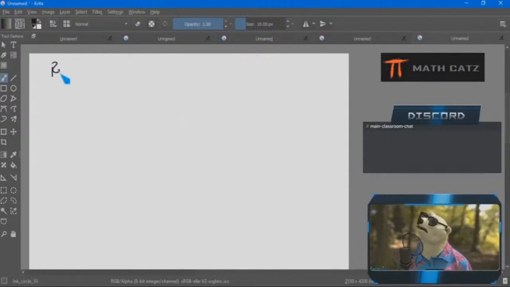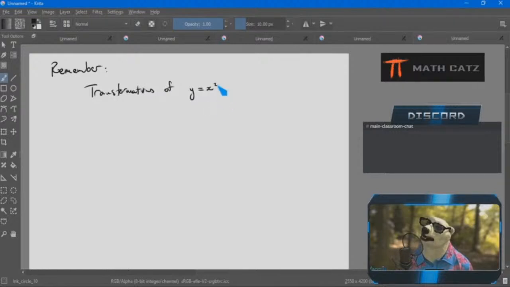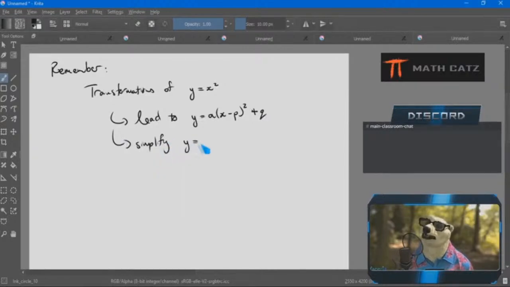So, just like, if I remember, I had my transformations of y equals x squared can lead to, when I simplify it, well, when I look at the transformation version, a(x minus p) squared plus q, and when I simplify it, I have the general form y equals ax squared plus bx plus c.